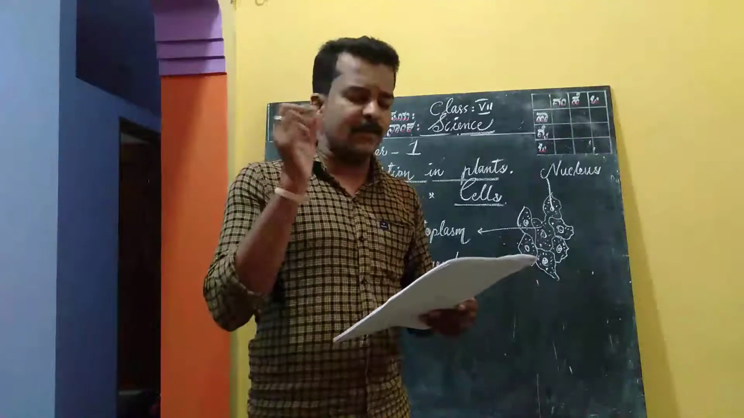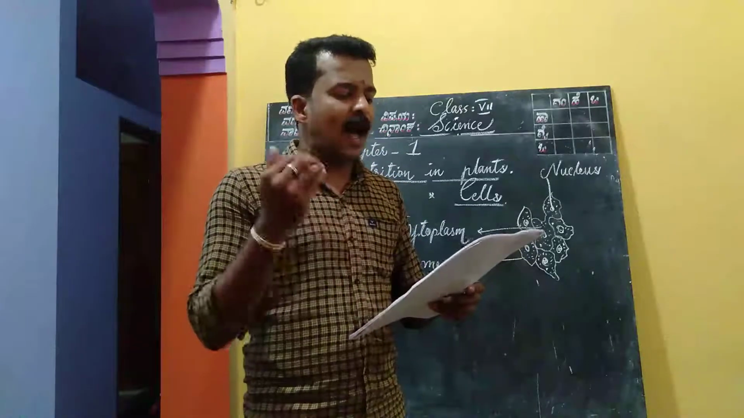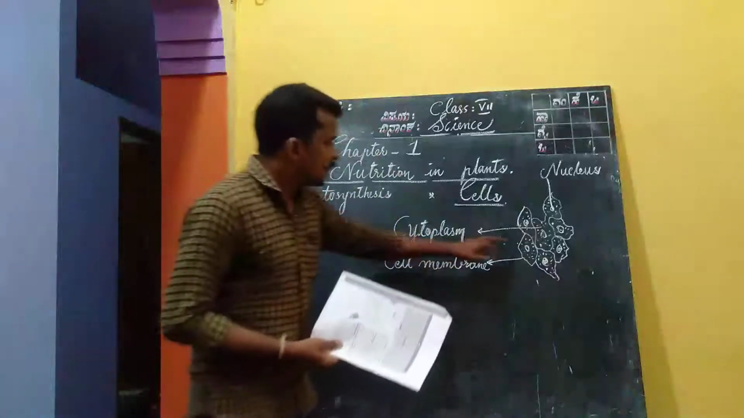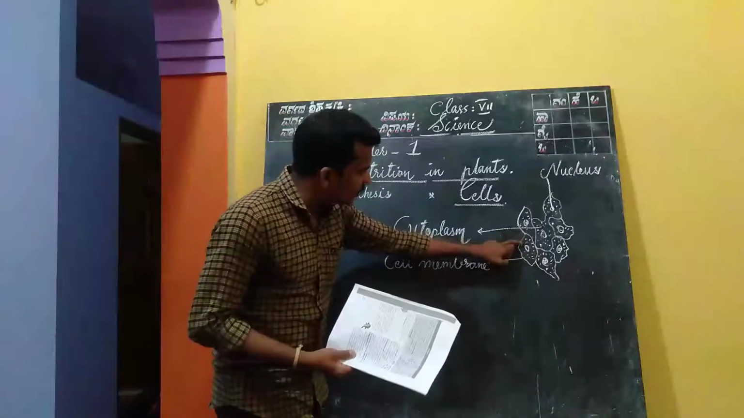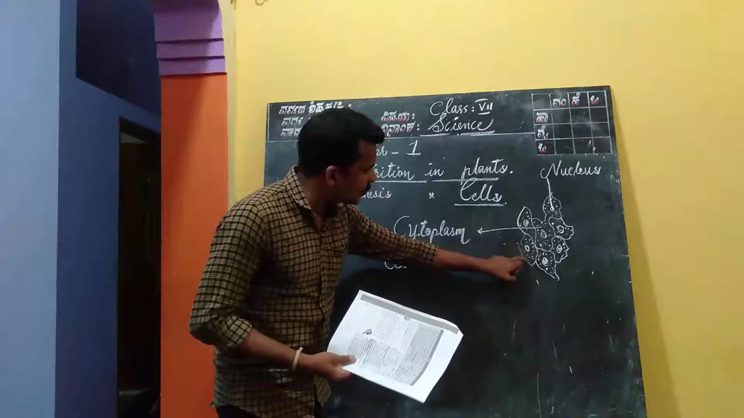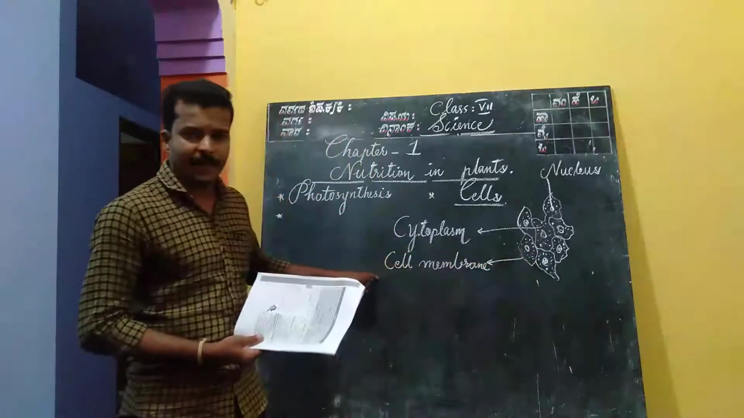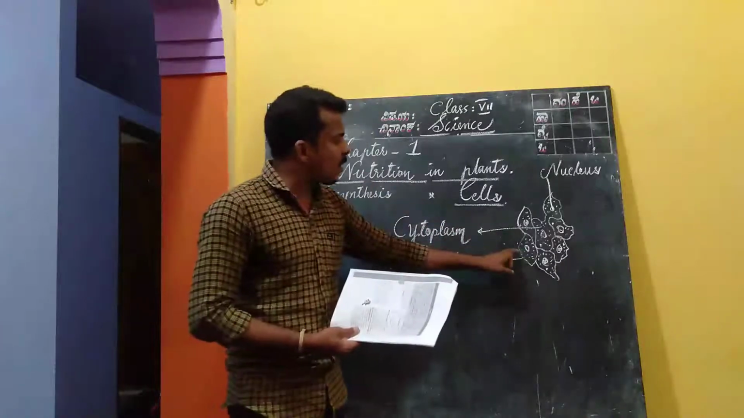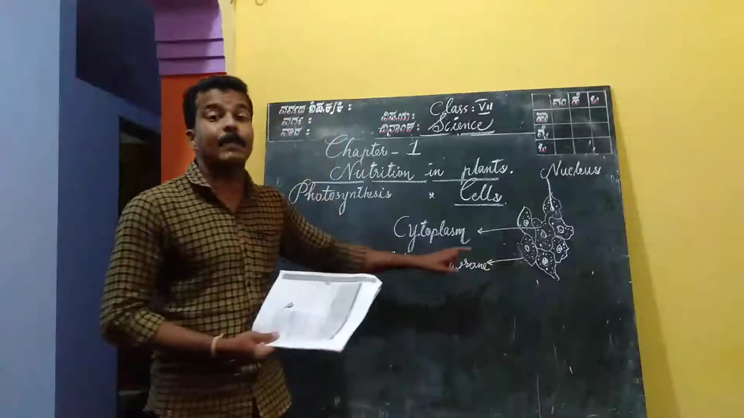Some organisms are made of only one cell. The cell is enclosed by a thin outer boundary called the cell membrane. Just now I said the thin outer boundary. This thin outer boundary is called the cell membrane. What is it called? The thin outer boundary of the cell is called the cell membrane.